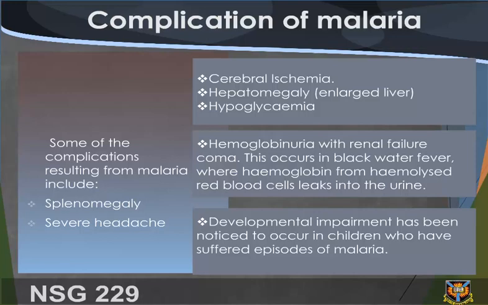Complications of malaria. Some of the complications resulting from malaria include splenomegaly, severe headache, cerebral ischemia, hepatomegaly (enlarged liver), hypoglycemia, and hemoglobinuria with renal failure and coma. This occurs in blackwater fever, where hemoglobin from hemolyzed red blood cells leaks into the urine. Developmental impairment has been noticed to occur in children who have suffered episodes of malaria.